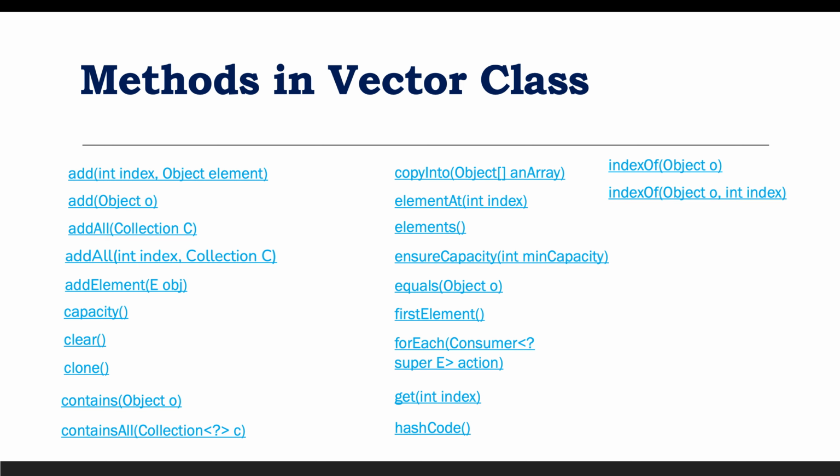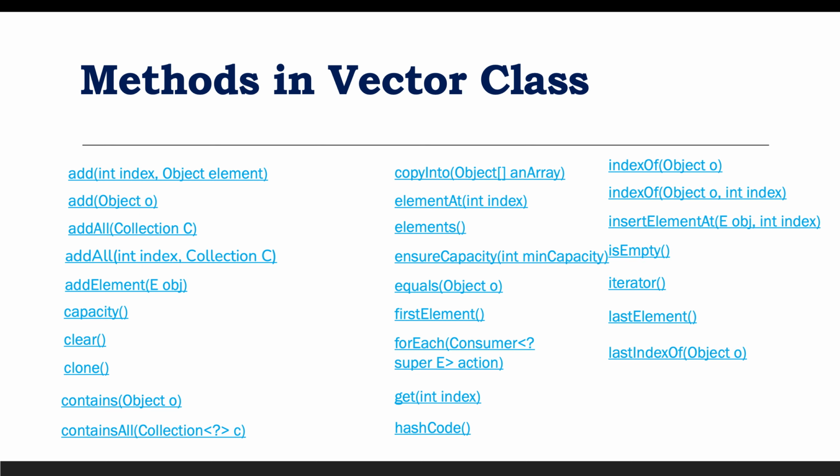Then indexOf with the specified index. indexOf means what is the position, and from this position what objects are available. Then insertElementAt. Similar to that, if you want to insert an element at a specific position, then this is the method. Then isEmpty method, iterator, lastElement. Similar to firstElement, we want to get the last element. Then lastIndexOf. If we want to get the position of the element from the first, then we will go for indexOf.